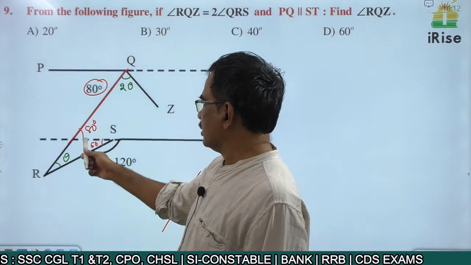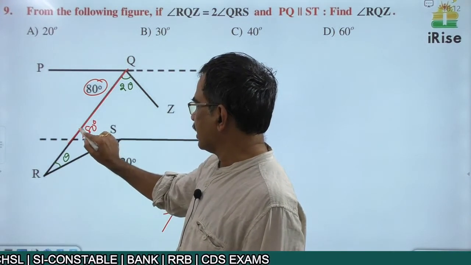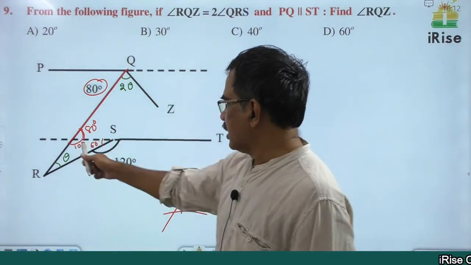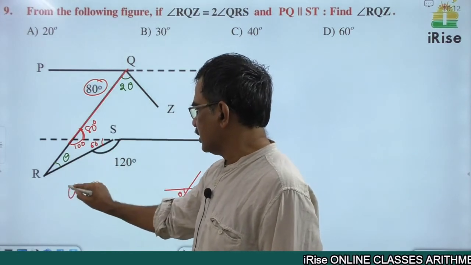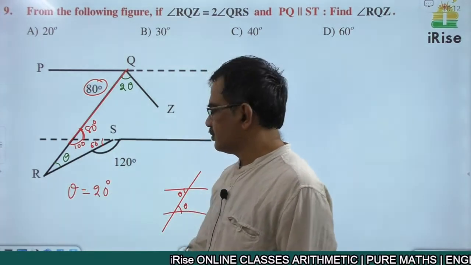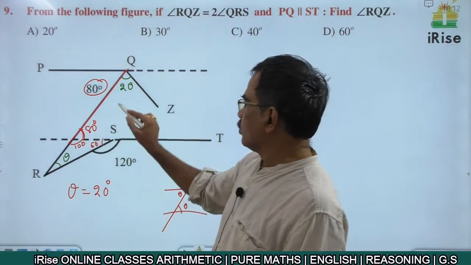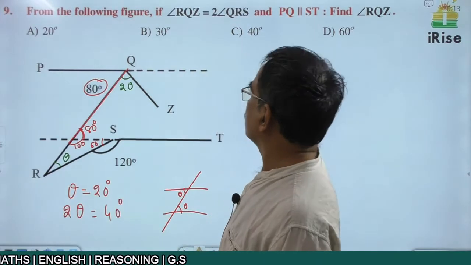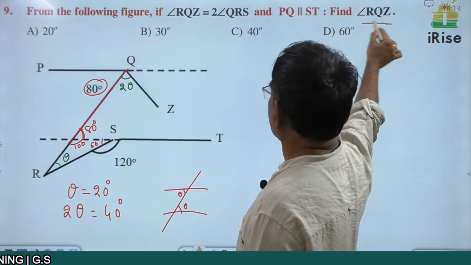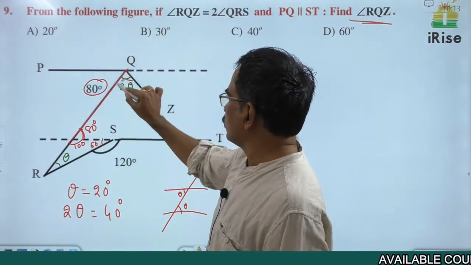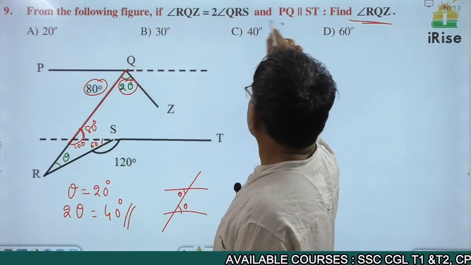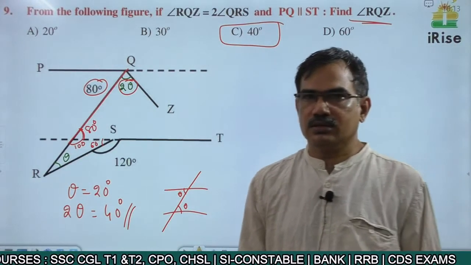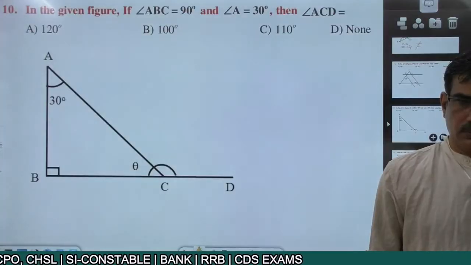If this is an external angle, if this is 80, then this angle is 100. 100 plus 60, 160, therefore theta is equal to 20 degrees. If theta is equal to 20 degrees, therefore 2 theta is equal to 40 degrees. They want RQZ. RQZ is 2 theta, so the answer is 40 degrees.